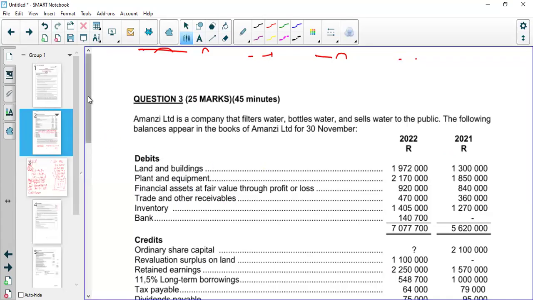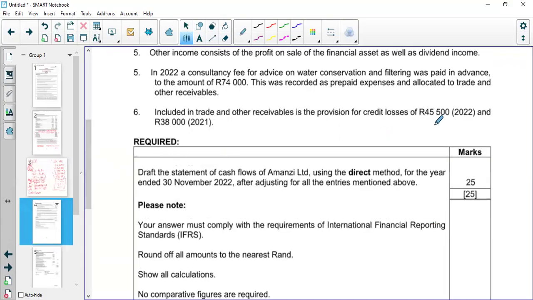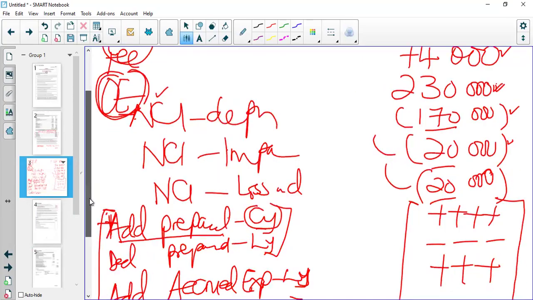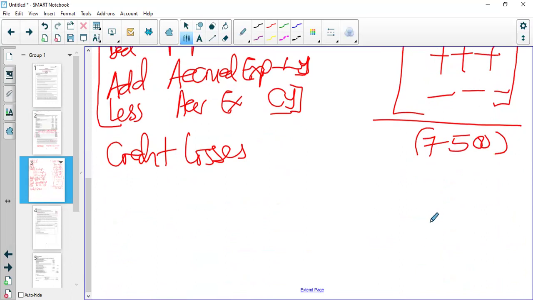So the allowance for credit losses last year, where's our allowance? Oh, it's given in the additional information. Last year it was 38. So there's an increase. An increase in allowance is an expense, but it's a non-cash item. So 45,500 less 38,000, you get 7,500 there as an allowance. So this must also be deducted because it's non-cash. You won't see that on the bank statement.